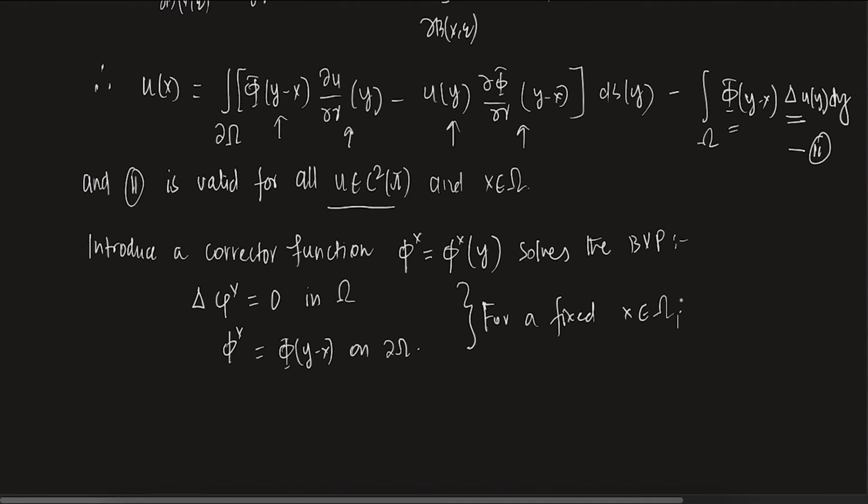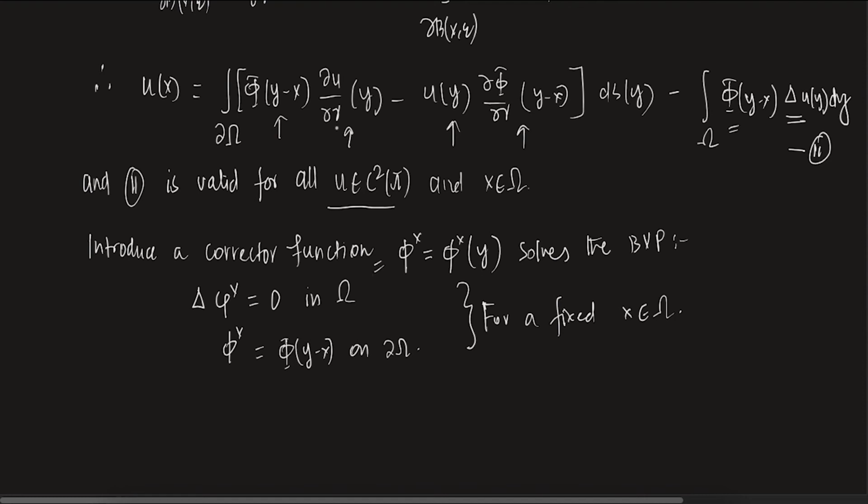We are going to fix an x in Omega, and for that we are going to introduce a corrector function, which is phi_x of y. Please understand what we are trying to do here. We want to eliminate this ∂u/∂γ term. To do that, we are fixing an x in Omega.